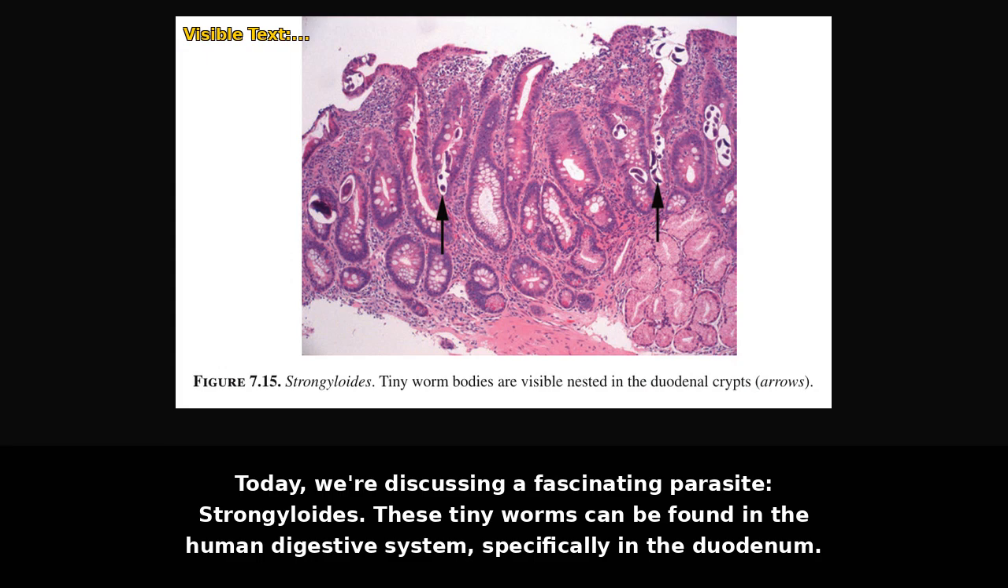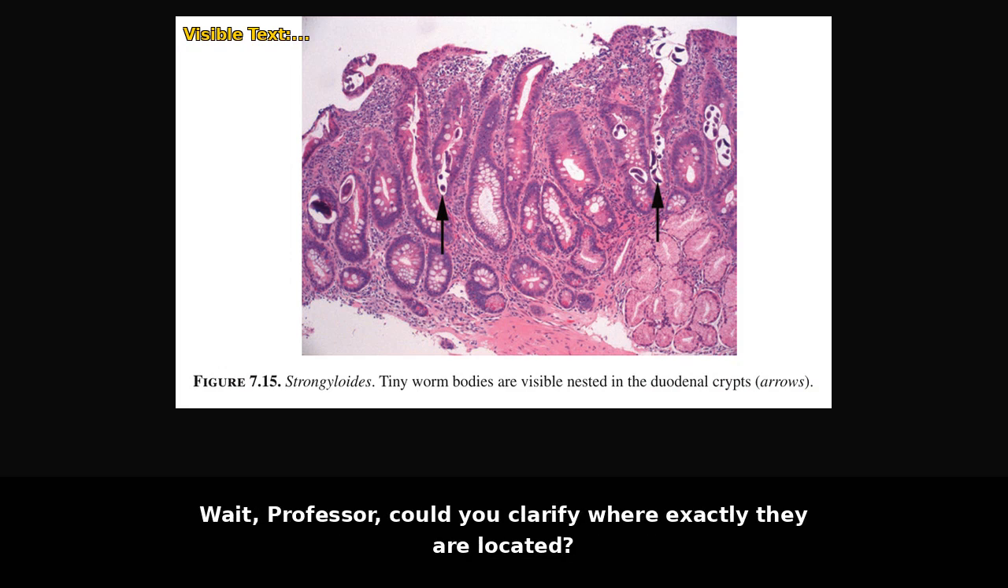Today we're discussing a fascinating parasite, strongyloides. These tiny worms can be found in the human digestive system, specifically in the duodenum. Wait, Professor, could you clarify where exactly they are located?